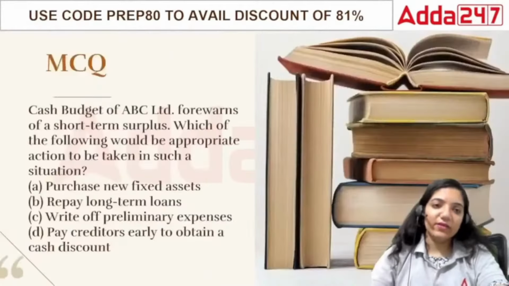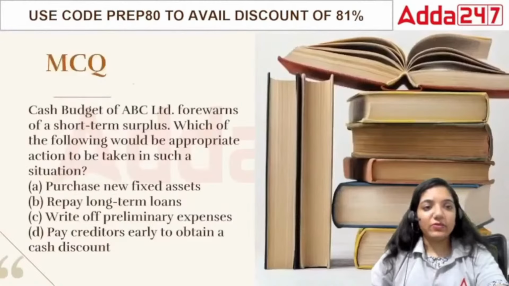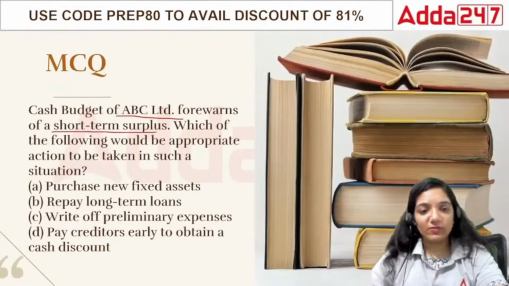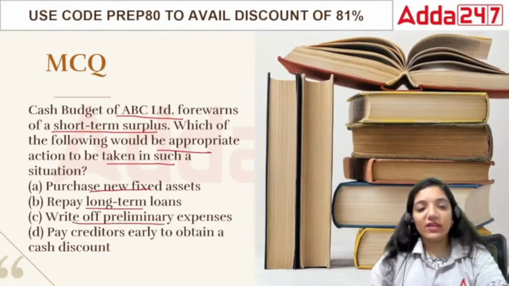Okay. Last question. The cash budget of ABC shows a short-term surplus. Which of the following would be appropriate action in such a case? Purchase new fixed assets, repay the long-term loan, write off preliminary expense, or pay creditors early to obtain cash discount.